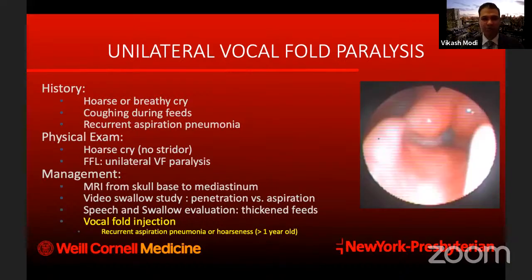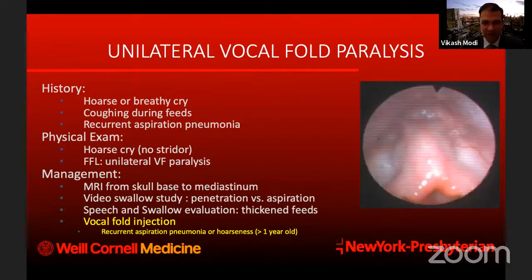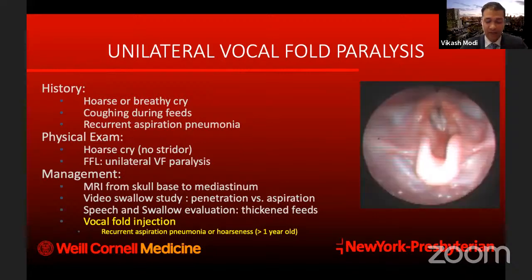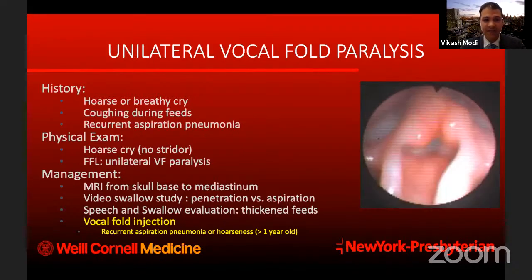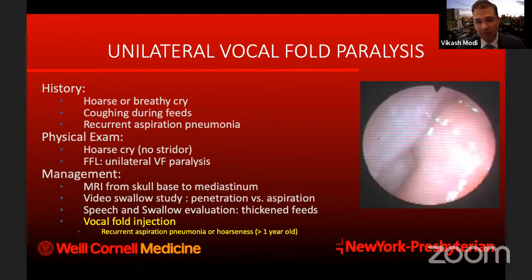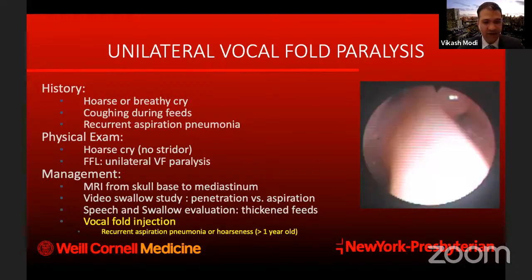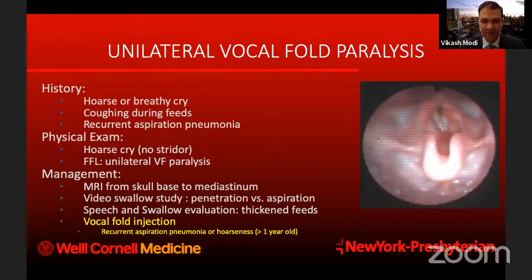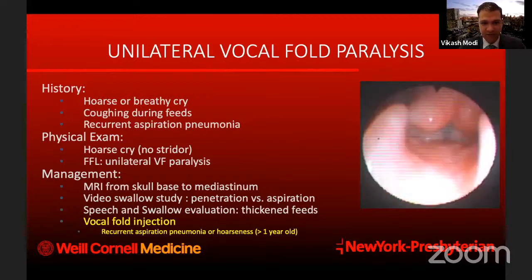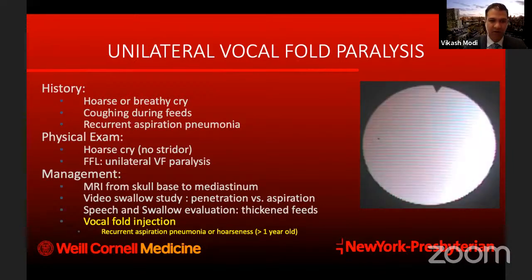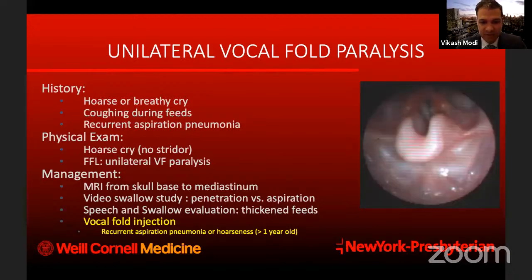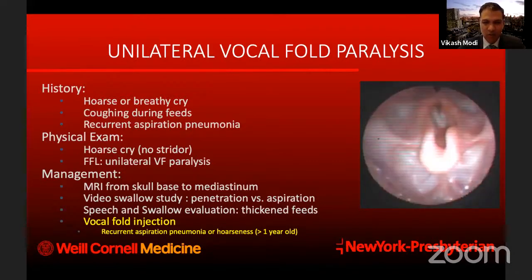These kids will have a hoarse or breathy cry. Always want to scope these kids. If you don't have an obvious reason why the cord is out, like if they had a PDA ligation, you know that is an etiology for vocal fold paralysis. But if they haven't had any cardiac surgery and you don't have a reason why this happened, you should get an MRI from the skull base to the mediastinum to look for any issues, whether brainstem issues or issues along the recurrent laryngeal nerve.